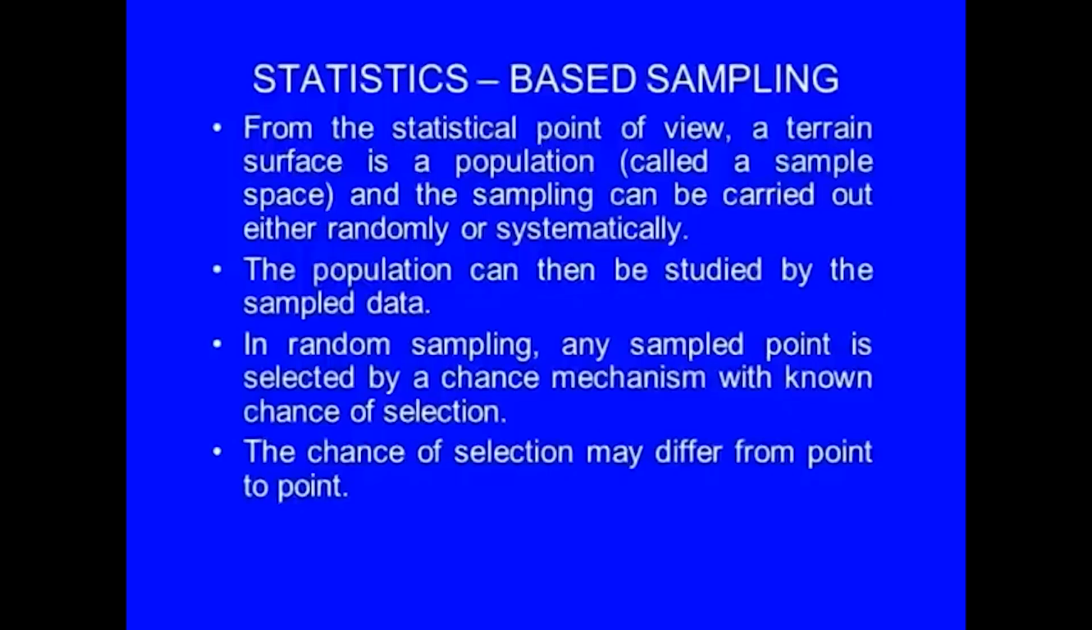The next is statistics based sampling. From the statistical point of view, a terrain surface is a population called a sample space, and the sampling can be carried out either randomly or systematically. The population can then be studied by the sample data. In random sampling, any sampled point is selected by a chance mechanism known as chance of selection. The chance of selection may differ from point to point.